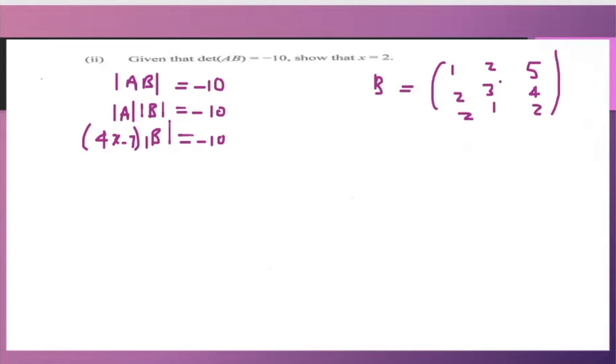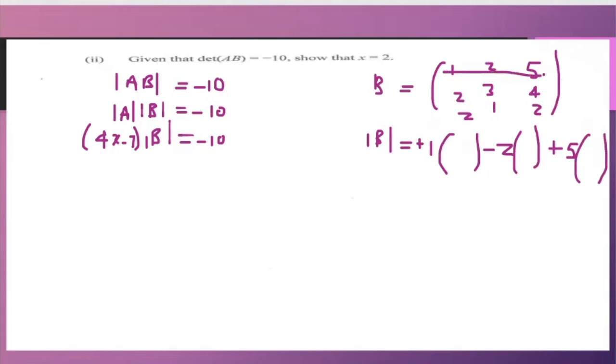Now, finding the determinant of a 3x3 matrix, I am going to take the first row, which is 1, 2, and 5. So I have my first row. Then I have the change of sign, which is plus, minus, and then plus. Now I'm going to have the 2x2 matrix. So I take the first row and the first column to have 3, 4, 1, 2.